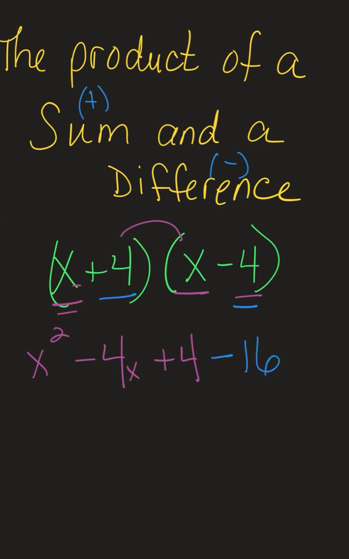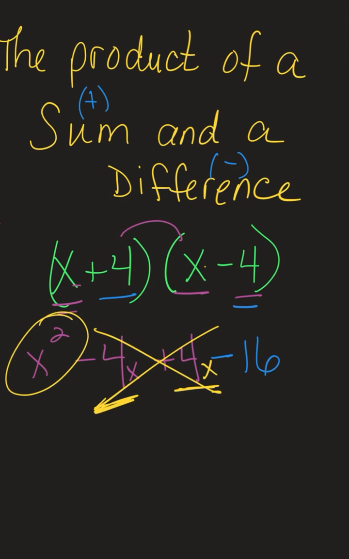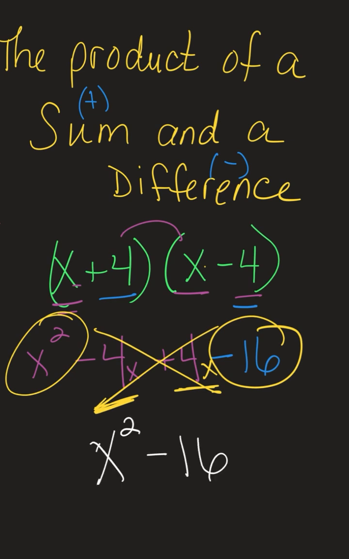So let's take a look at these patterns. Okay, so when we have a sum and a difference, I have my squared term here, and then I have the negative version of this. I forgot my x on this one too. Goodness. I have the negative 4x, and then I have the positive 4x. They cancel each other out, and those go away. And then I have negative 16. So in this case, I end up with x squared minus 16.